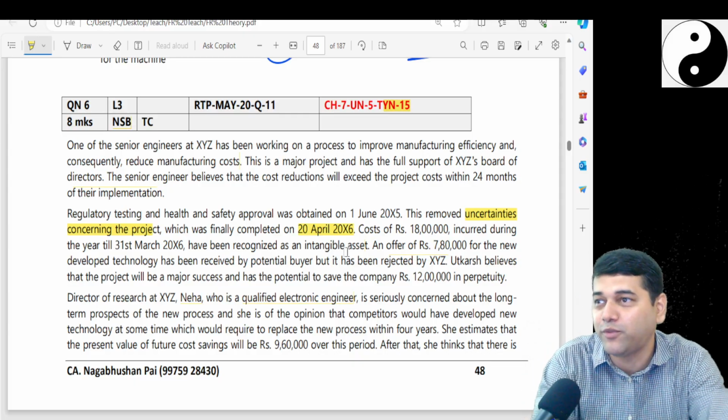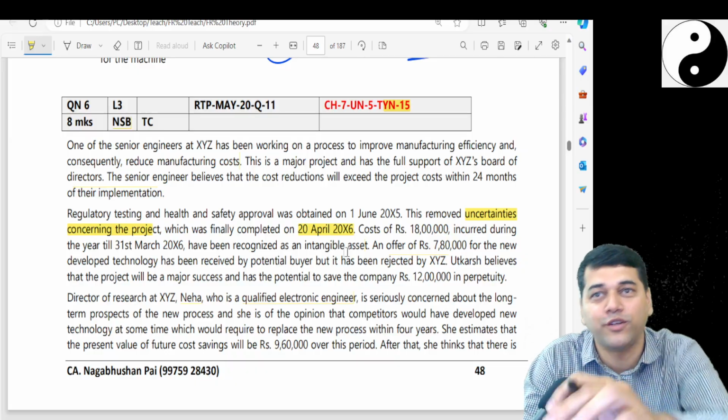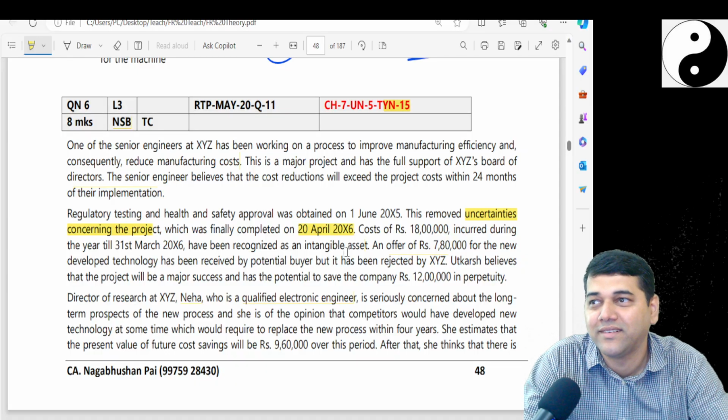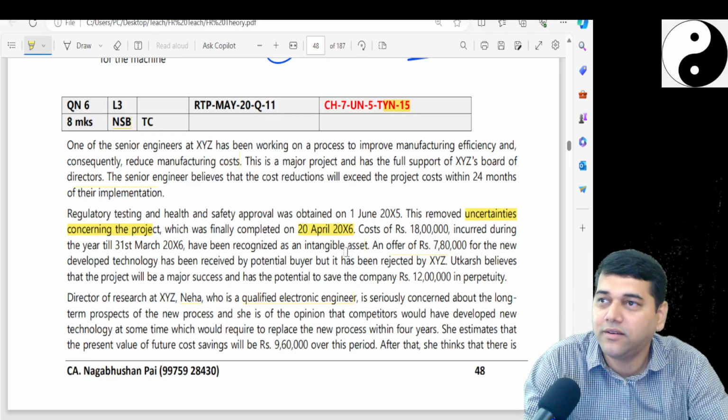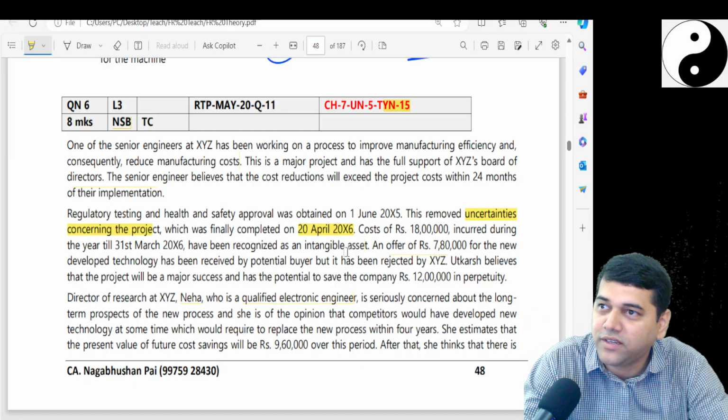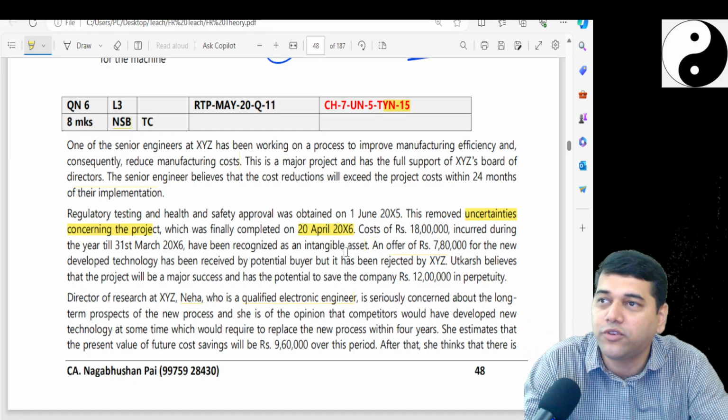Suppose they would have come to you, you are a practicing CA or you are the auditor of the company. Which company would have preferred? Tell me. Suppose the company, is it the life of the intangible asset? Because of the life, what is it impacting?